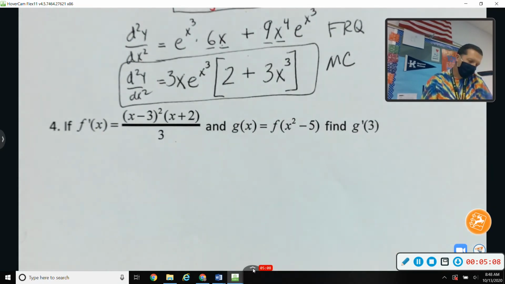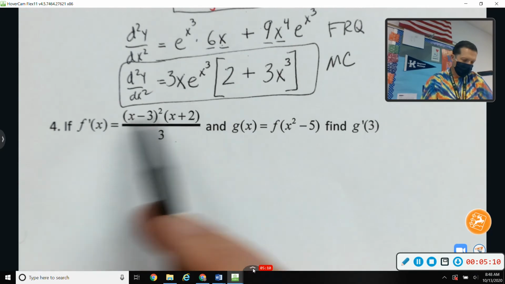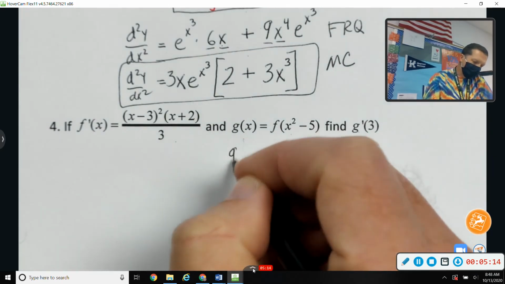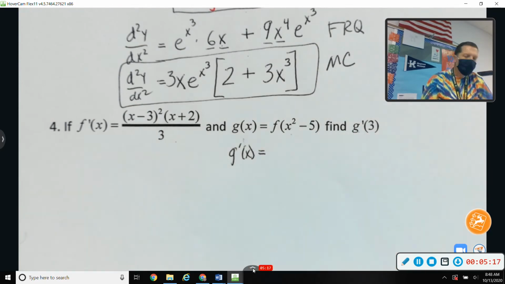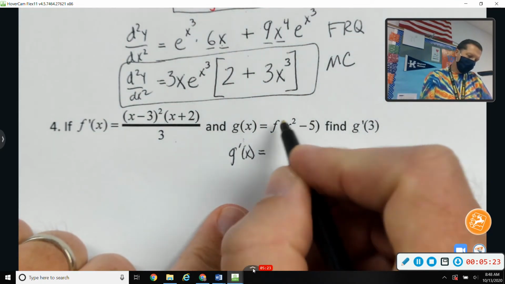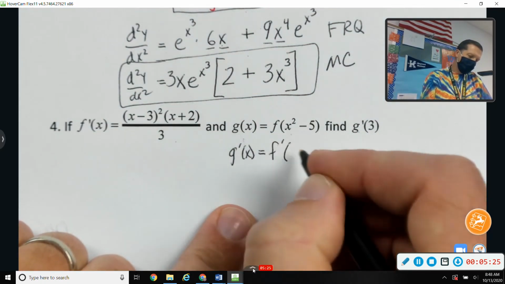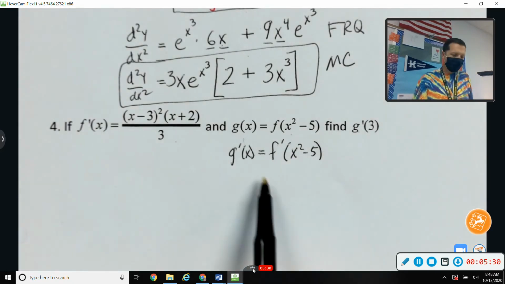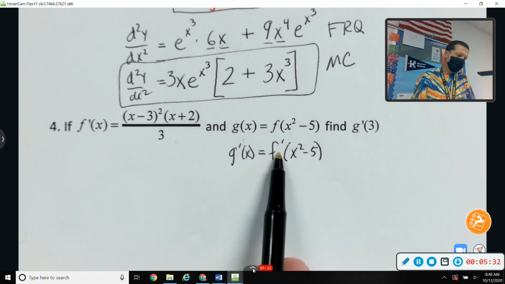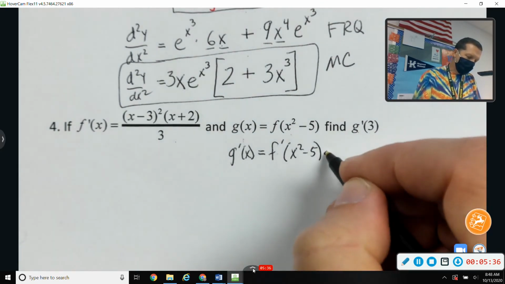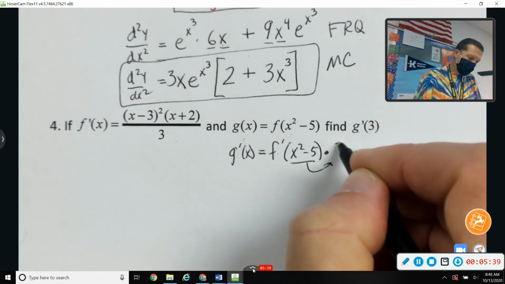All right, number 4. F prime equals that mess of a thing. G equals this. Find G prime. Well, let's first find G prime, and then we'll worry about plugging 3 in, see what happens. So this is a chain rule. I'll do F prime of x squared minus 5, because I only do one layer at a time. The outer layer was the F. I don't know F prime. Actually, I do know F prime. That's why they gave me that. Chain rule, though, times 2x.